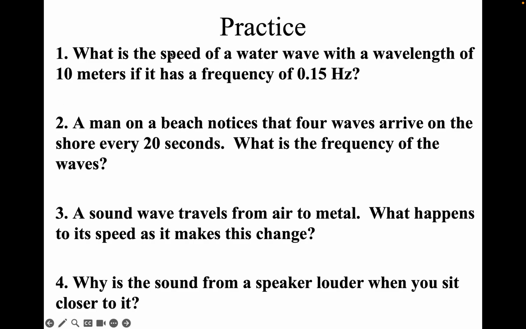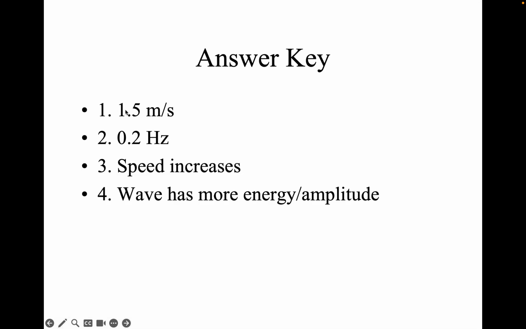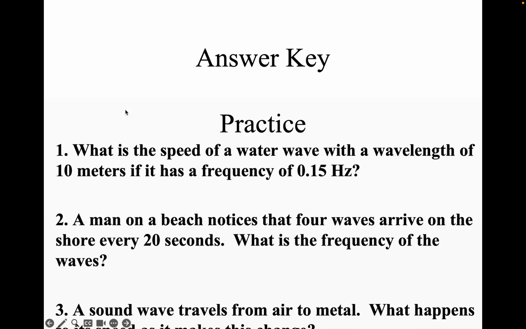So what is the speed of a water wave with a wavelength of 10 meters if it has a frequency of 0.15 hertz? The speed of a water wave, we already know, is just going to be the frequency times the wavelength. So this is going to be 0.15 times 10. That's going to be 1.5 as our answer, meters per second.